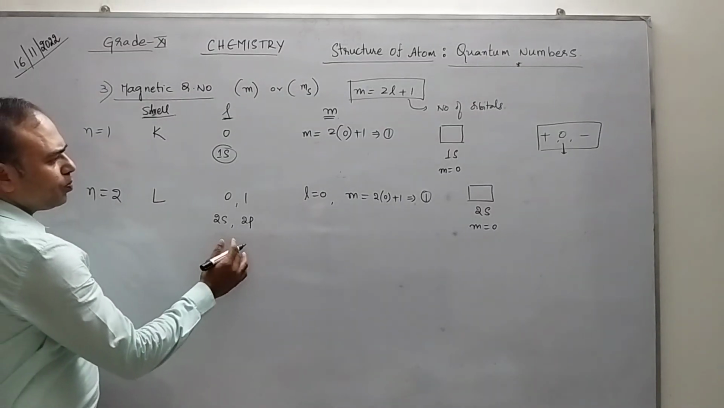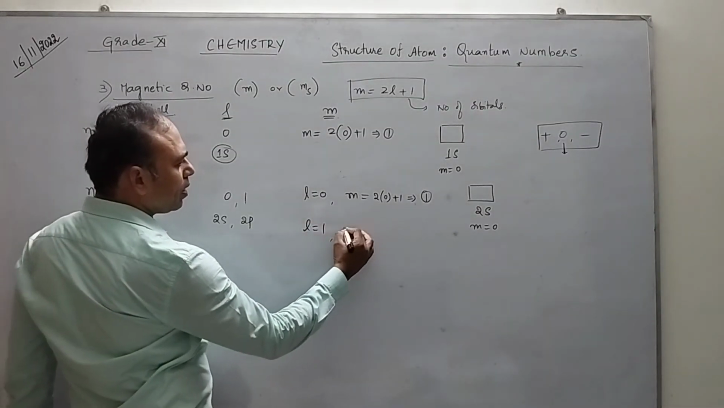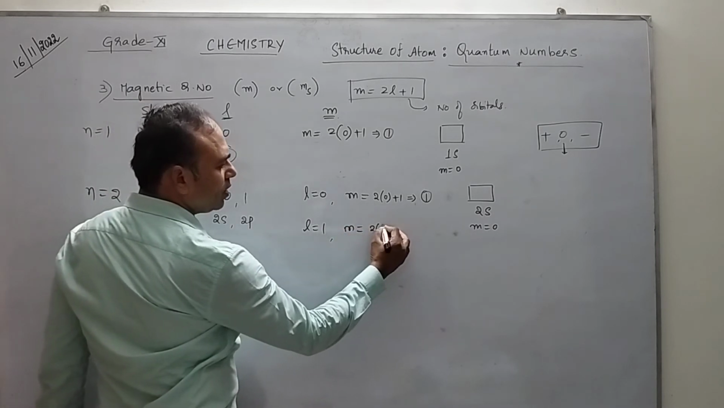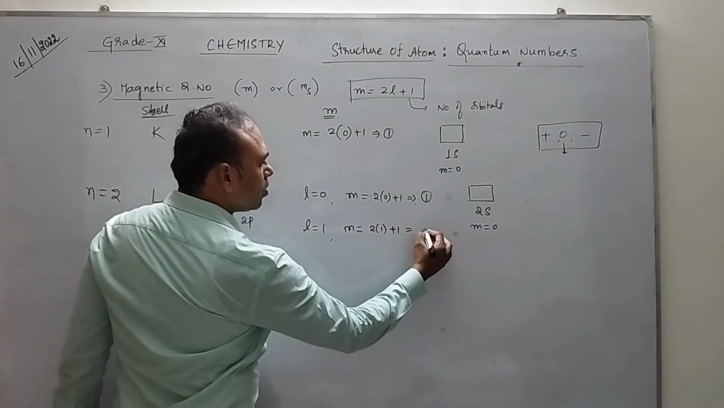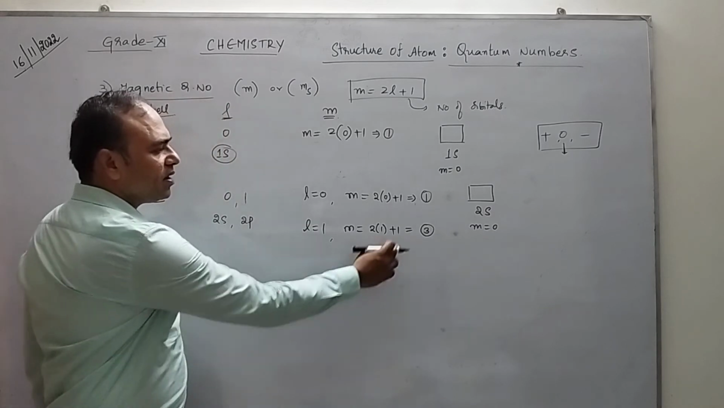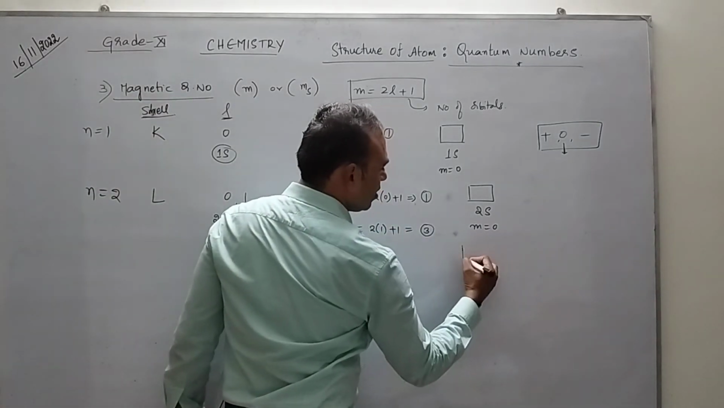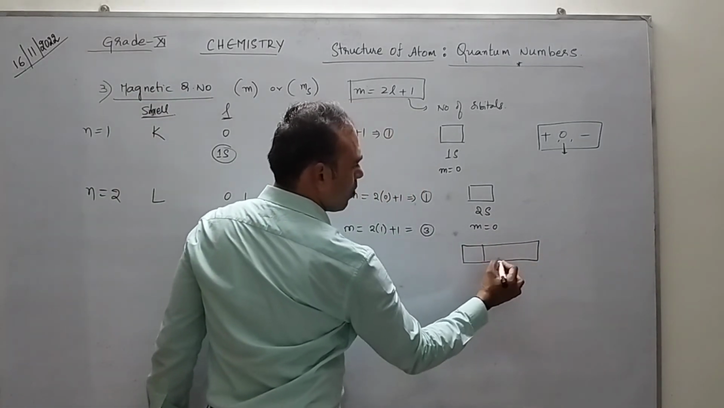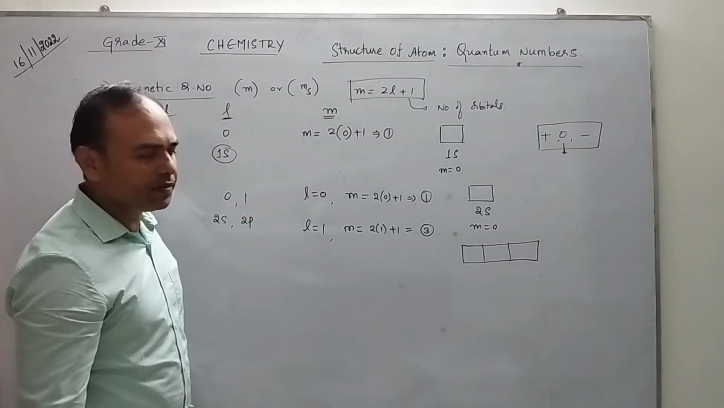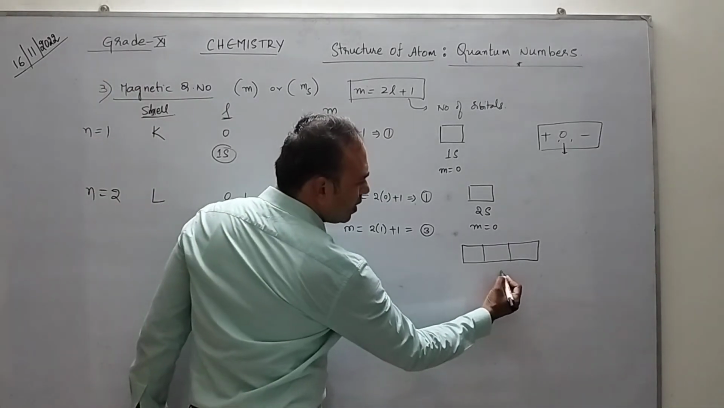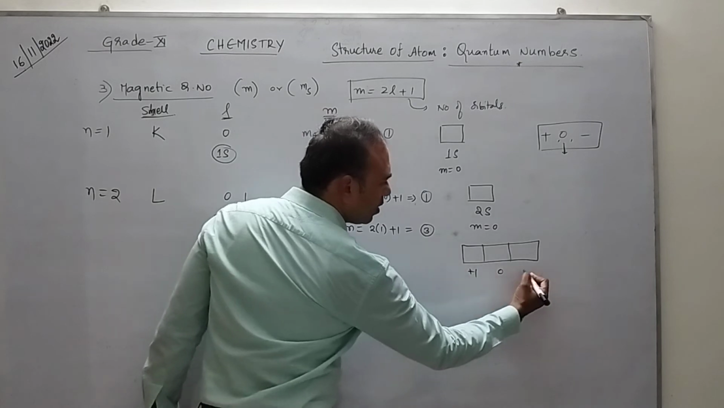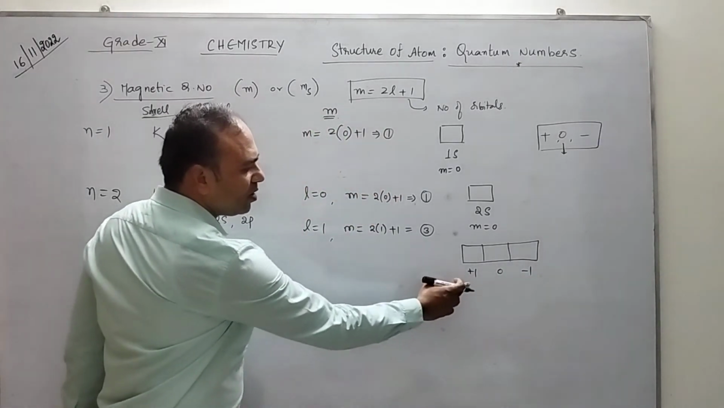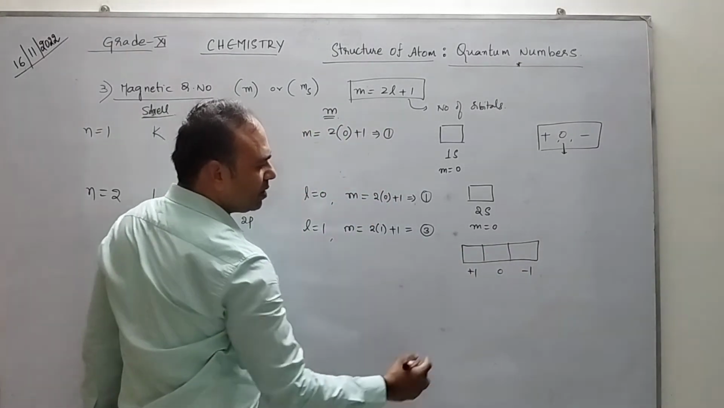Now if you take 2p, l is equal to 1, the value is 2 into 1 plus 1, that is equal to 3. So there are 3 orbitals. We can write like this. These are the 3 orbitals. Now what will be the values here? It will be 0, plus 1 and minus 1. So m values are plus 1, 0 and minus 1.